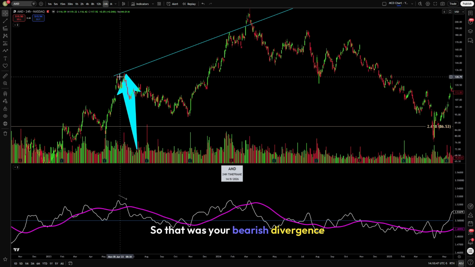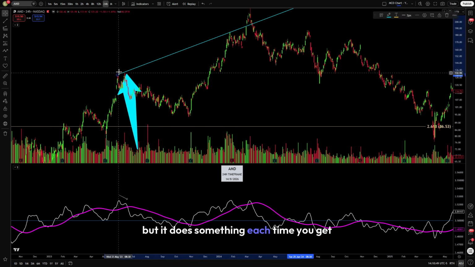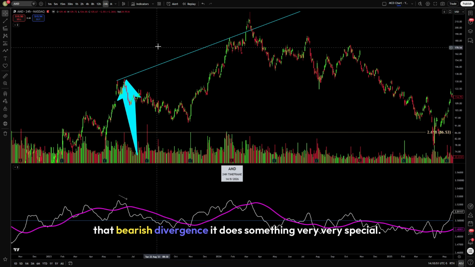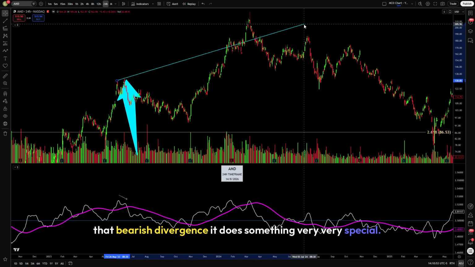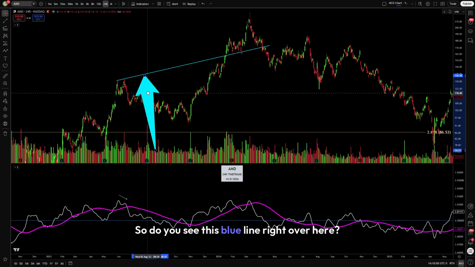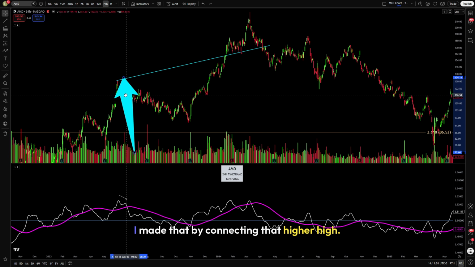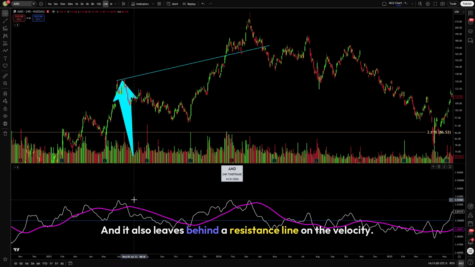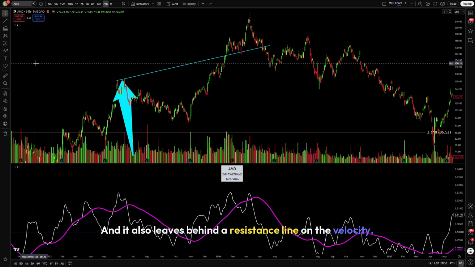So that was your bearish divergence, but it does something each time you get that bearish divergence. It does something very, very special. It leaves behind a resistance line. So do you see this blue line right over here? Well, how do I make that? I made that by connecting that higher high. And it also leaves behind a resistance line on the velocity.